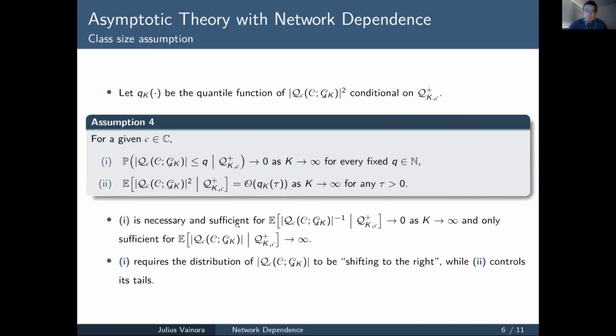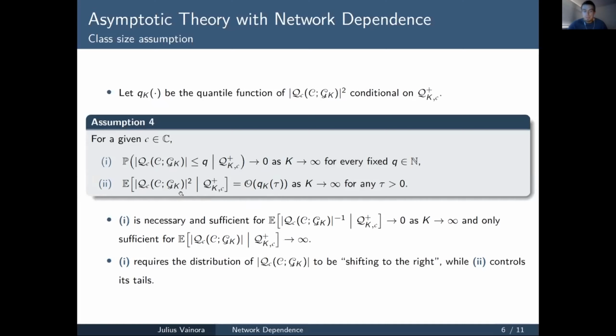You can also notice that it is necessary and sufficient for the mean of something like 1 over n to go to 0, but it would be just sufficient for the expected class size to diverge. What it means is that as the network grows, we don't want a possibility that the class we are interested in is sometimes very small, infinitely often. In other words, this first part requires the distribution of the class size to be shifting to the right.